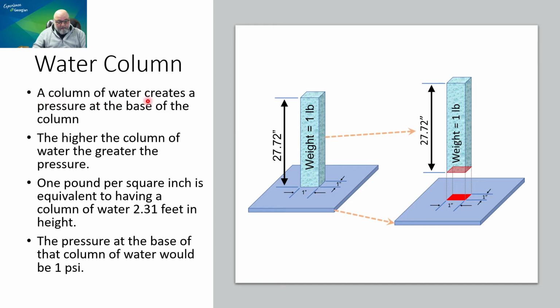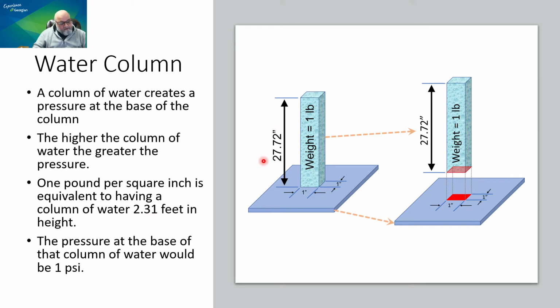A column of water creates a pressure at the base of the column. Yes, because of the experienced gravity. The higher the column of the water, the greater the pressure. Yes, we know that. 1 pound per square inch is equivalent to having a column of water 2.31 feet in height.